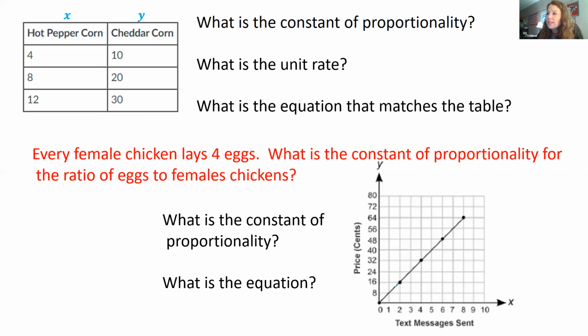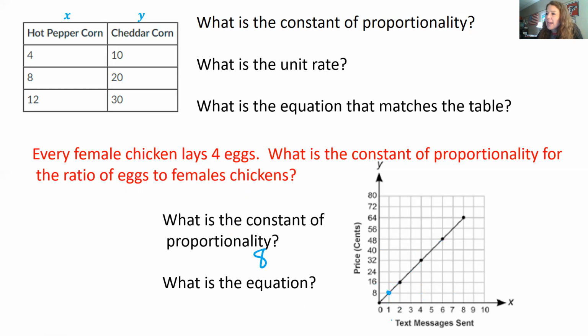Now, even though there's no dot here where x equals 1, obviously if x is 2 and y is 16, and then we have 4 and 32 and 6 and 48, we understand, or hopefully we can even see it with our own eyes, that the constant of proportionality is 8.